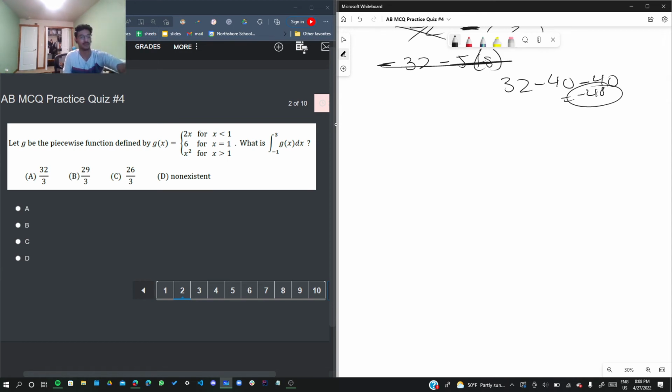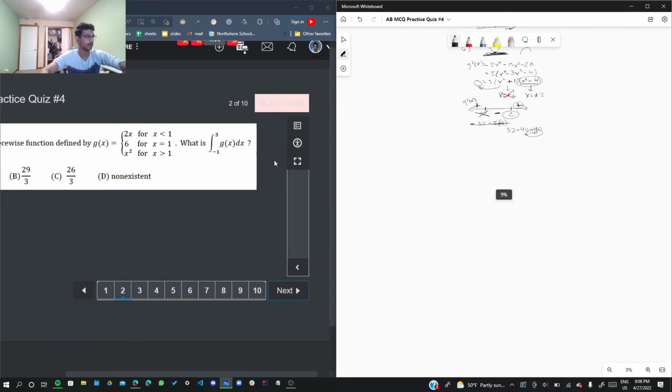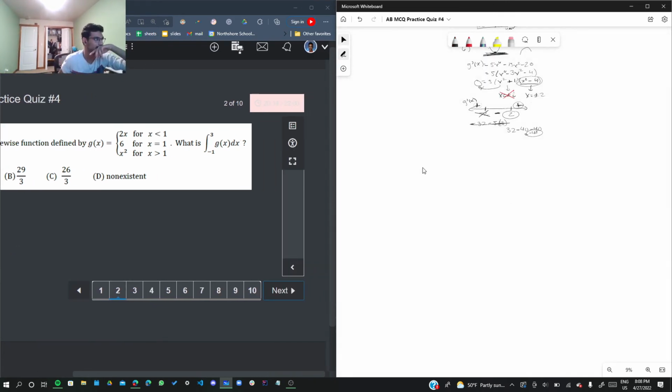Okay, if it was, I could say it's non-existent, but let's just do the math. So the integral of each of those, right? It'll be x squared. Well, I can zoom in a lot more. X squared, 6x, and x cubed to the third.